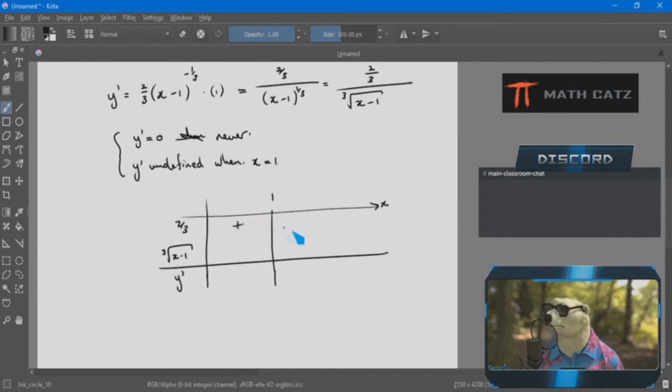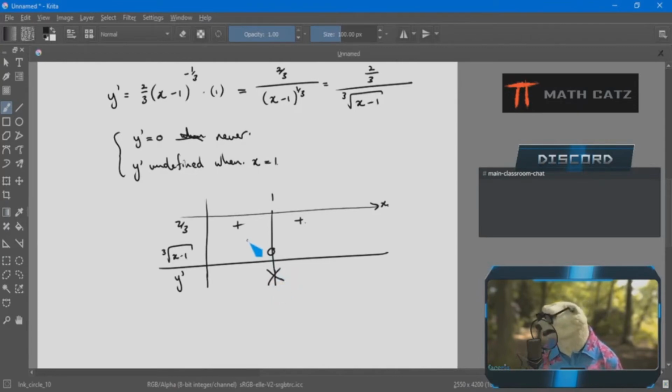Now 2/3 is always positive. Not a problem there. But I don't want to miss anything here. If that 2/3 was a negative 2/3, then it plays a bigger role. So I just get into the habit of listing absolutely everything I see in my function. Cube root of x minus 1 is 0 when x is 1, and because it's in the denominator, we've said it makes the derivative undefined.